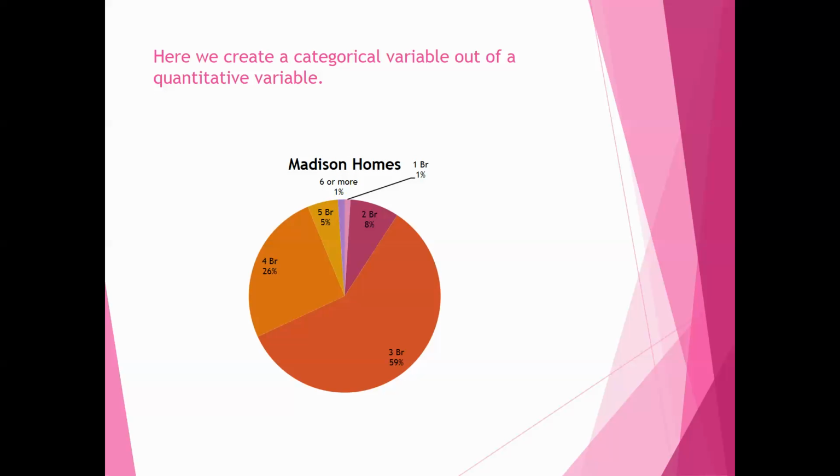This one, we've technically taken quantitative data, which is the number of bedrooms a house has, and turned it into a categorical variable. So we're treating the number of bedrooms not really as a number, but as a category. It's a one-bedroom house, two-bedroom, three-bedroom, 4, 5, and notice 6 or more. And here again we can see that 59% of the houses in Madison had 3 bedrooms. It's relatively unusual for it to have 5 or more.